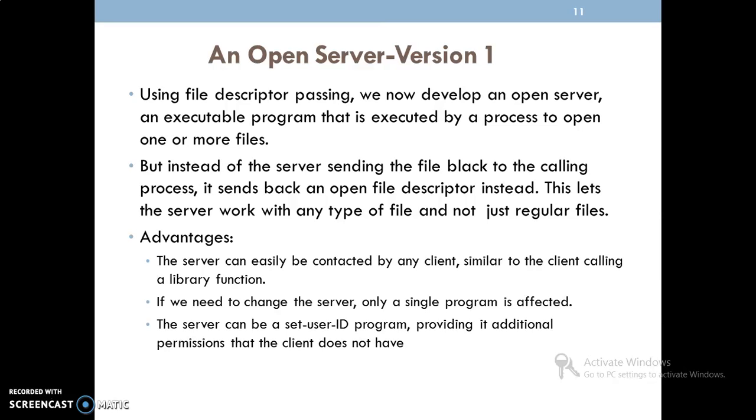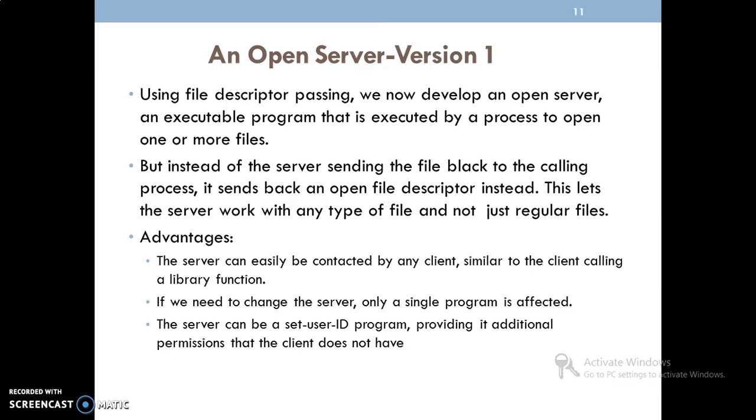the server is opening all the files and will keep them open, whichever the client needs to access, it can directly access here. But instead of the server sending the file block to the calling process, it sends back an open file descriptor instead. This lets the server work with any type of file and not just regular files here. It means the open server mechanism is nothing but opening all the files required by a particular client, which it can access.